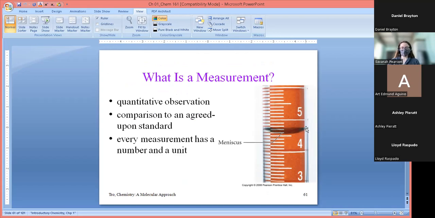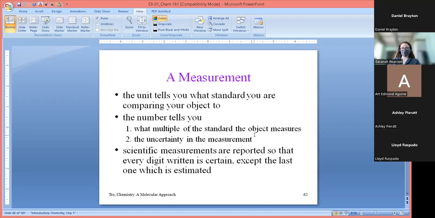Water forms this meniscus like this, and it's because of surface tension and hydrogen bonding, which we'll get to way later in the semester, but you measure it off the bottom of the meniscus. So this, you've got to have a unit. There's no point in a value without a unit.